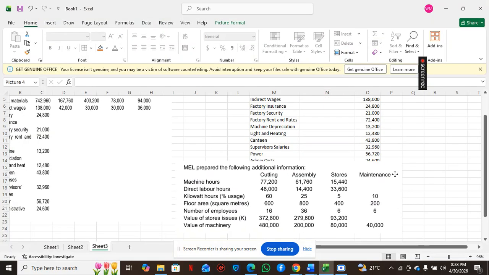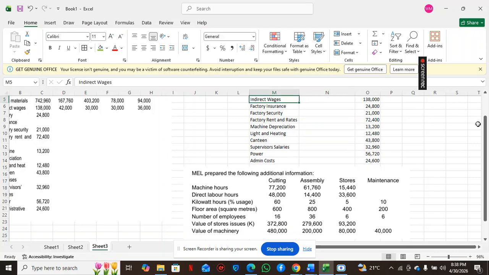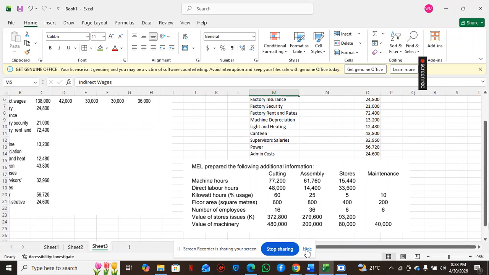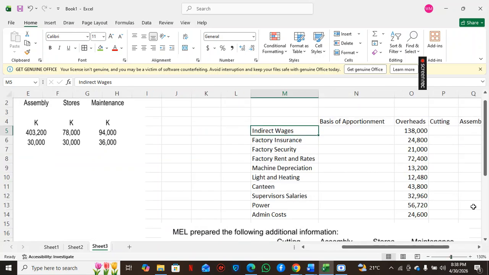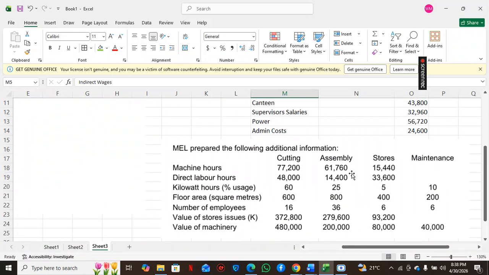Okay, so yes, we are deciding how we are going to share out these indirect wages across the four departments. So we'll come to this in the additional information here. It's up to you to pick. You have to pick the one that makes the most sense or is the most logical. So we can look at our information here to share out indirect wages.